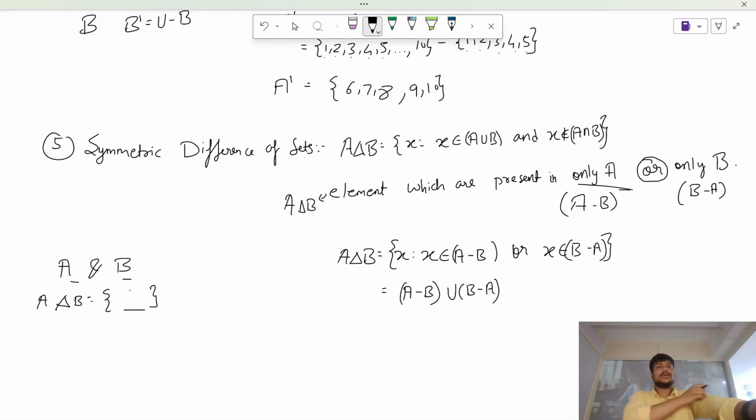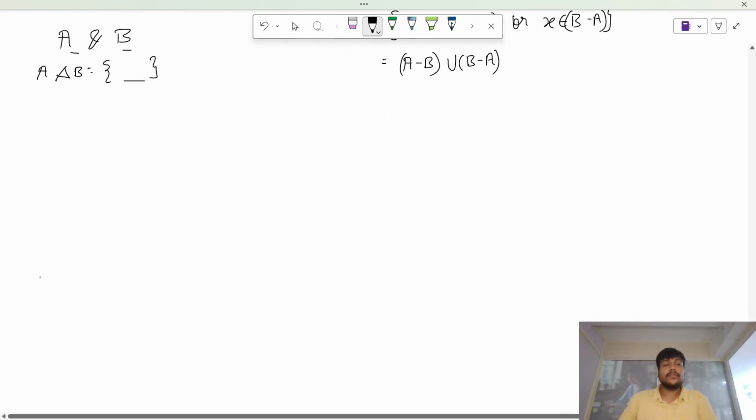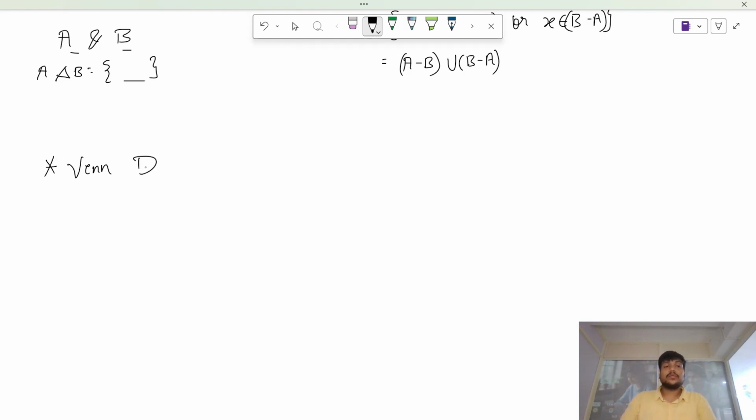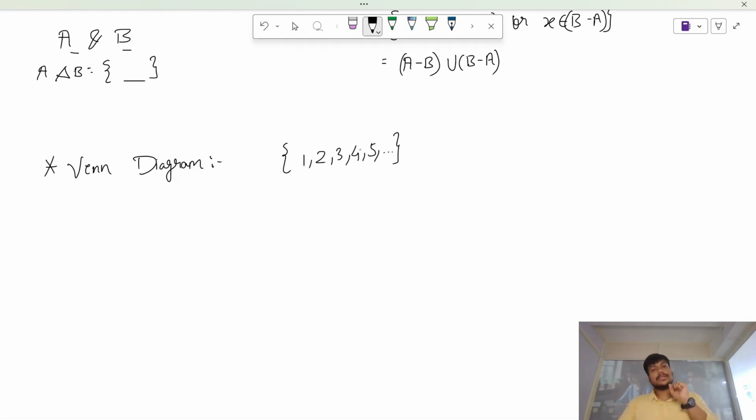Venn diagrams. Let's try to get a brief idea of it. Venn diagrams are one more way to represent a set. Up till now, what have we seen? We have seen that if I want to represent a set, then I have to write it inside the braces. Inside the curly brackets, then it is a set. For example, if I write 1, 2, 3, 4, 5, and so on, then these are the set of natural numbers.